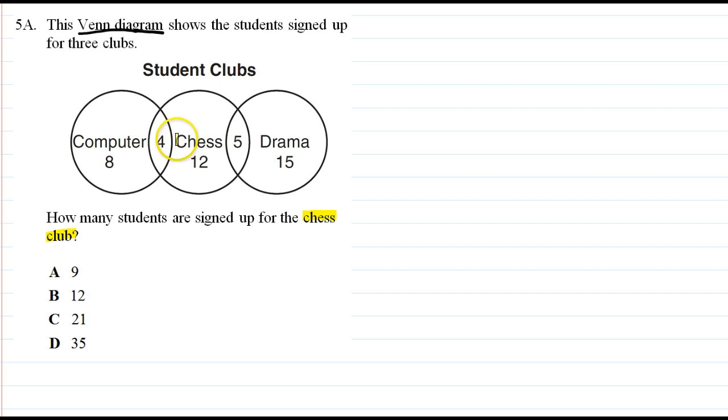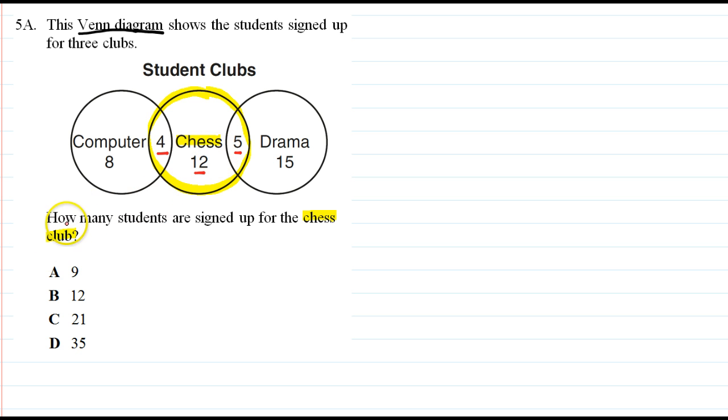And so here we have chess. And so any student in the chess club is included within this circle. And so you'll see 3 numbers. We have 4, 12, and 5. So this 4 represents 4 students who are in chess but also in computer. This 5 represents 5 students who are in drama but also in chess. And this 12 represents students who are just in the chess club.